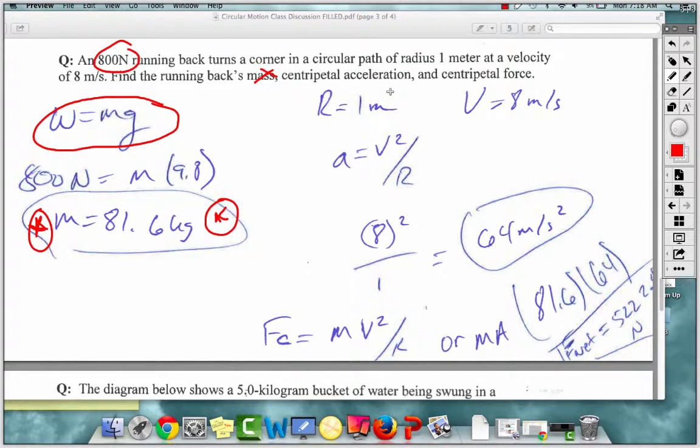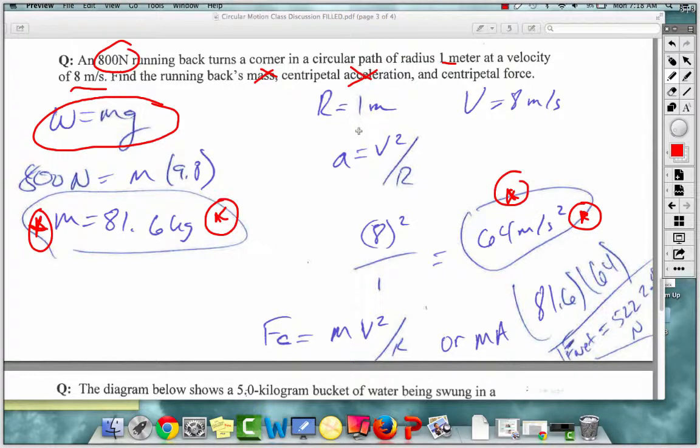What about the centripetal acceleration? Well, acceleration equals v squared over r. The velocity of this guy is 8 meters per second, and the radius is 1 meter. So 8 squared divided by 1 is 64 meters per second squared. All right, so that's the acceleration.